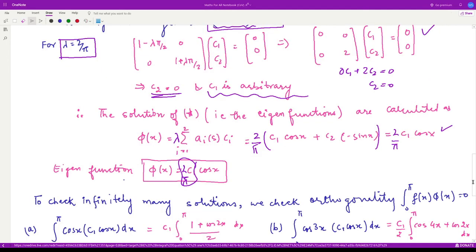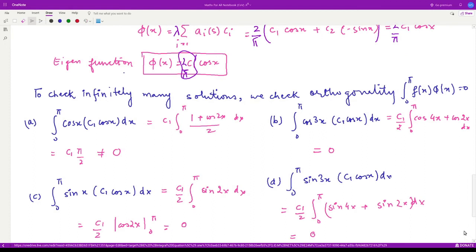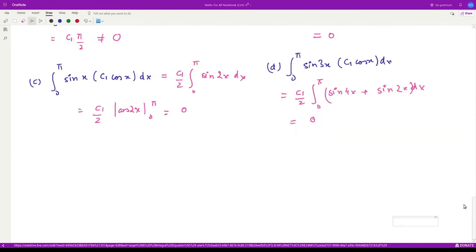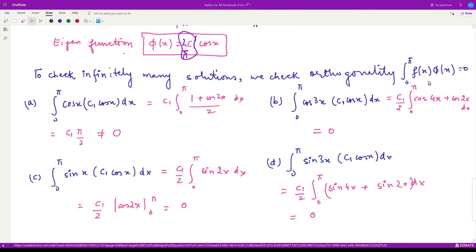So to check for infinitely many solutions, what do we need? We need to check the orthogonality condition. And what is that? It is the integration from 0 to pi of f(x) phi(x) equal to 0. f(x) is the given function, phi(x) is the calculated eigenfunction, so the integral should be 0. They both should be orthogonal. The given options are cos x, cos 3x, sin x and sin 3x. So let us see whether they are orthogonal to the given eigenfunction or not. Here in place of c_i, you can simply write 2 upon pi. Being a constant, it doesn't make a difference.